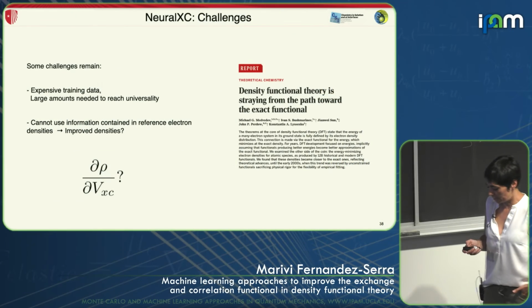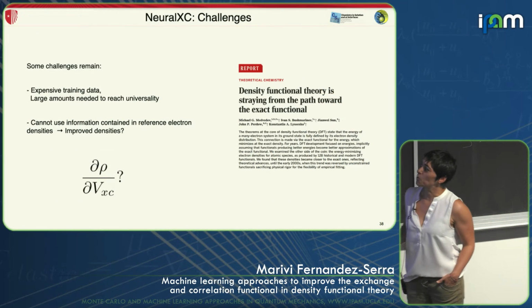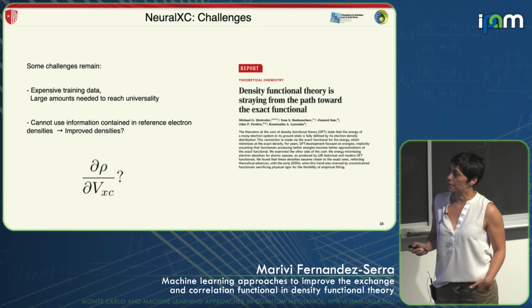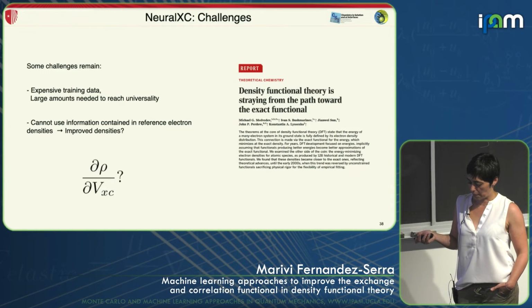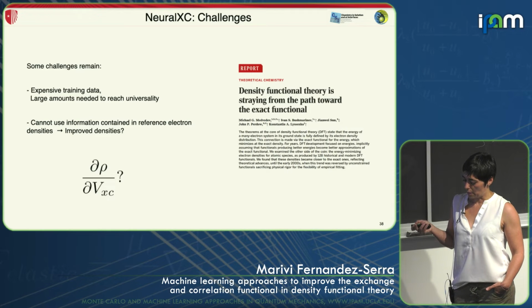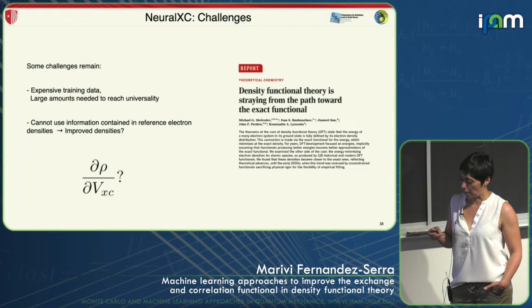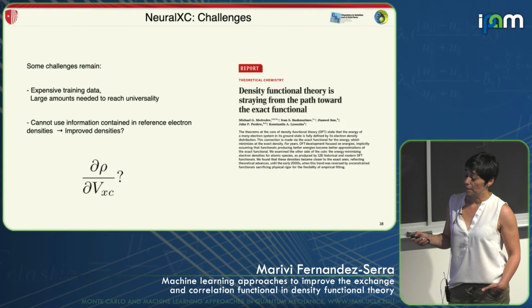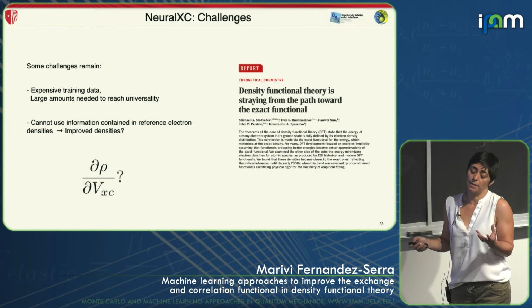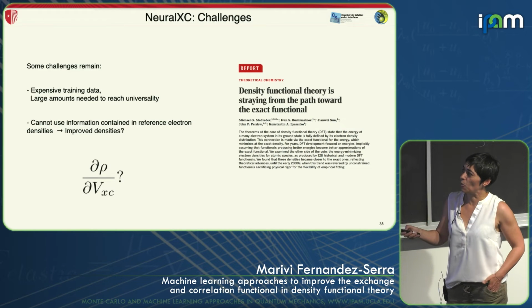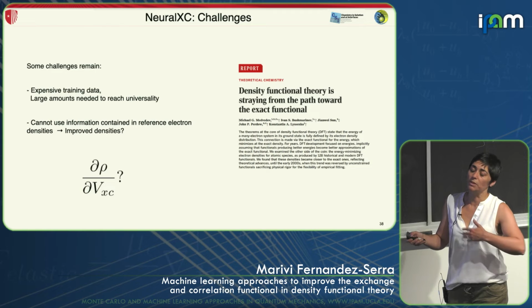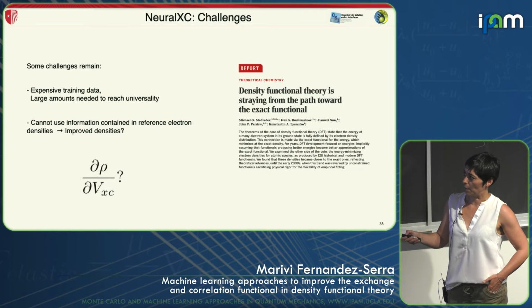Okay, so there are challenges. The first one is that there's no doubt it is expensive in training data. This might not sound like much, but we really would like to have something that we can optimize with a much reduced set of data. What I showed you is the data that you need to be in a very narrow space. If we want to reach universality, we will need a much, much larger amount of data.